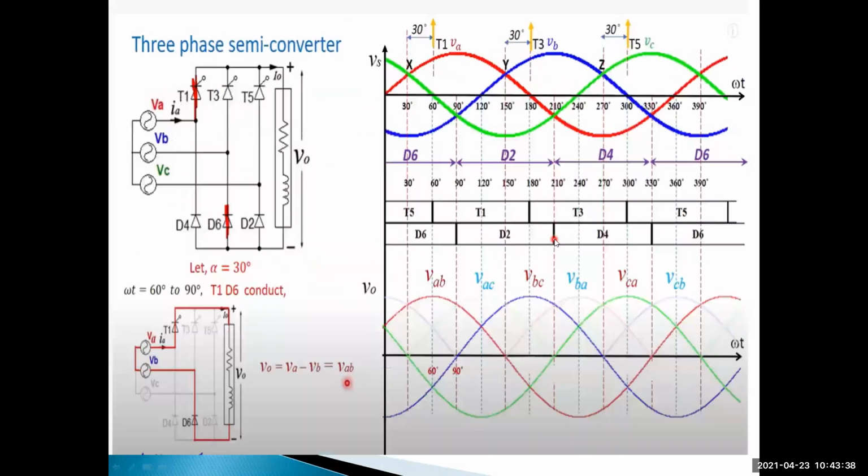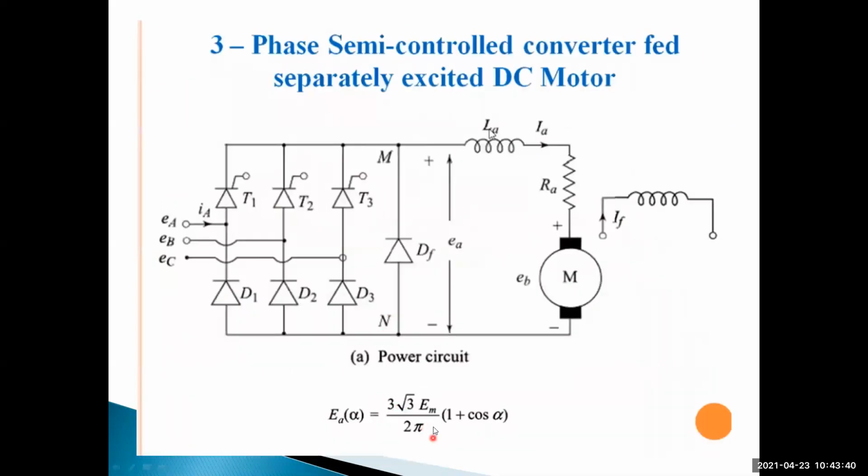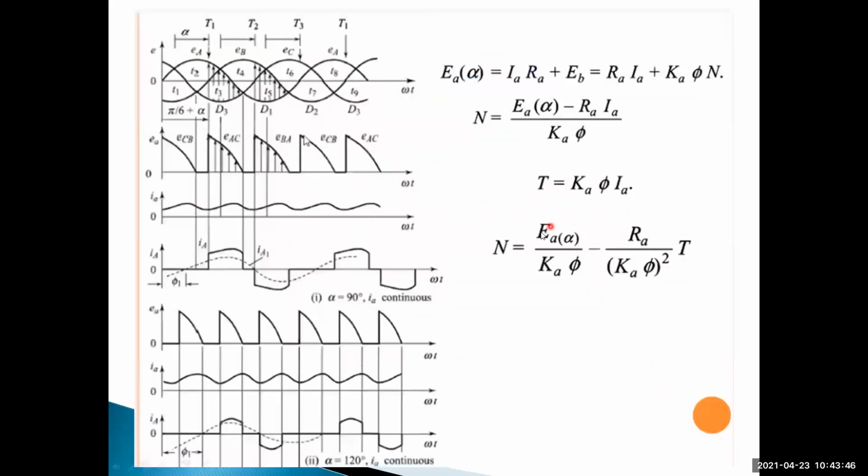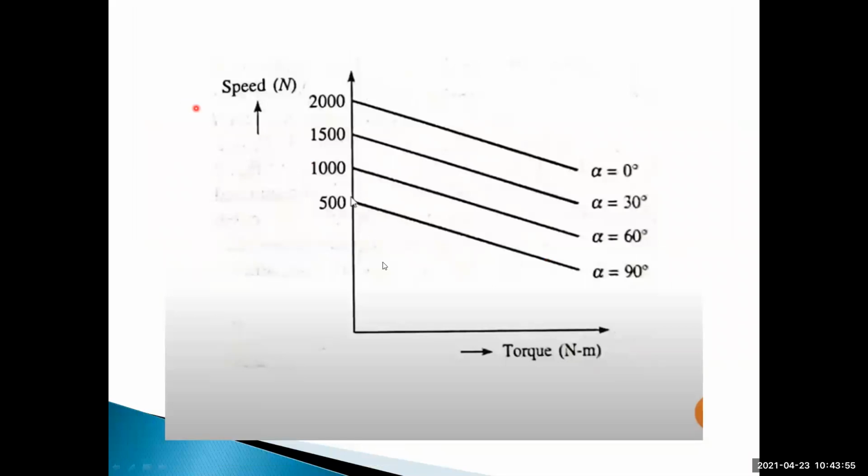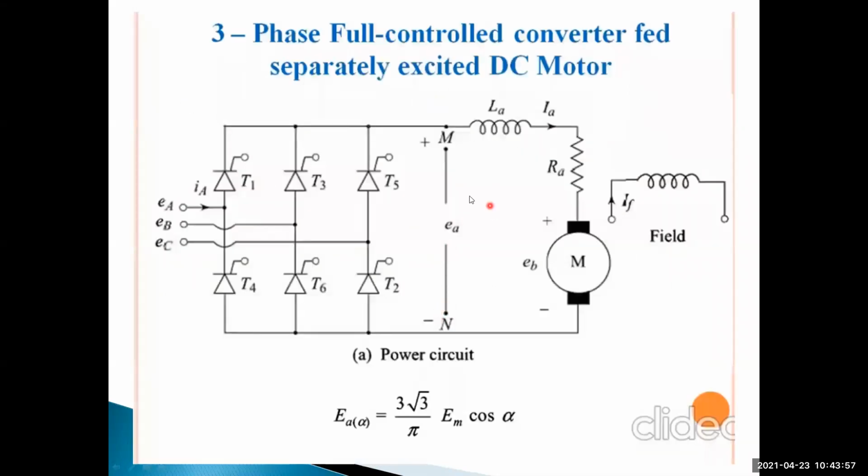For the three phase semi-converter, the output voltage is 3 root 3 Vm by 2 pi into 1 plus cos alpha. By changing the firing angle, the output voltage changes, and when the output voltage changes, the speed of the motor can be changed. So this is how the three phase semi-converter operates. This is called the speed torque characteristic. Next, the three phase full converter with a separately excited motor and series motor, we will discuss in the next class.